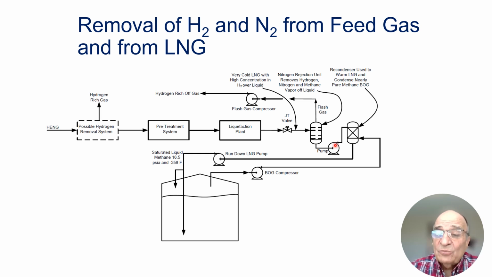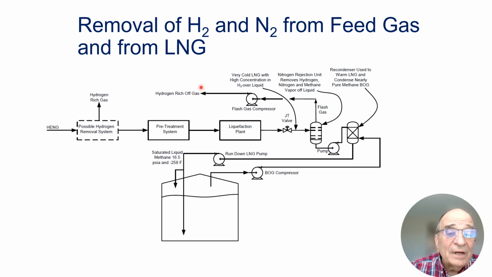Because now this LNG has a small amount of hydrogen in it, and that hydrogen makes the LNG very cold. So you end up now with sending almost pure LNG to your tank. It's pretty much devoid of hydrogen and nitrogen, and you take your BOG gas and you can send that out, and your off gas from your NRU gets sent out.